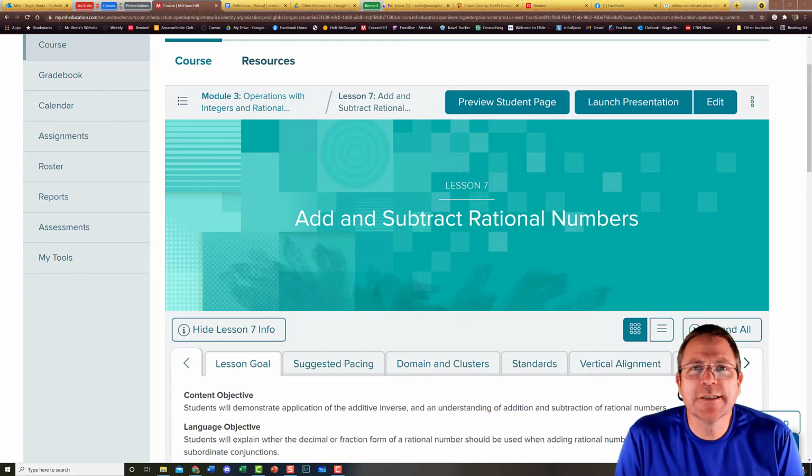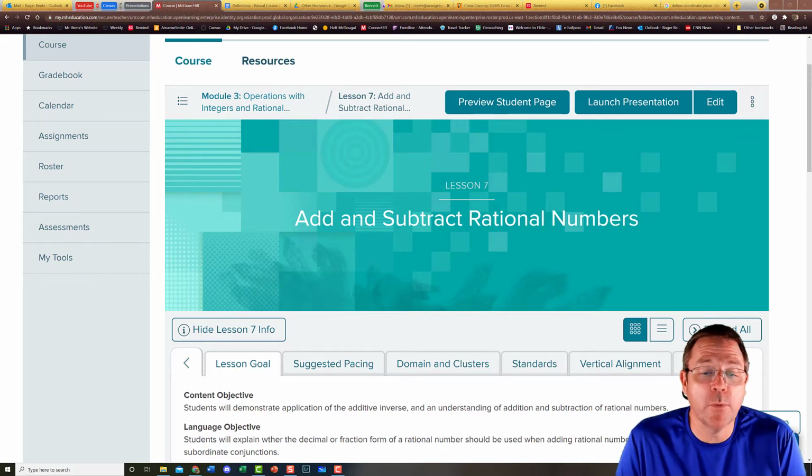Chapter 3, Section 7 is adding and subtracting rational numbers. That's a fancy way of saying adding and subtracting fractions. But there's a catch. This time there's going to be positives and negatives. We've already done fractions once this quarter, but now we're going to really and truly throw in positive and negative numbers and expect you to know how to work with them.